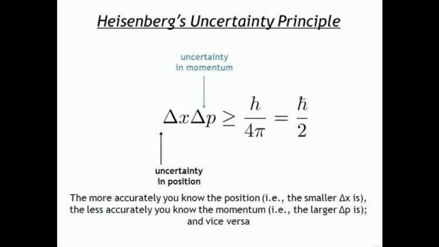The more accurately you know the position, that means del x is smaller, the less accurately we know the momentum, that is a larger del p, and vice versa.